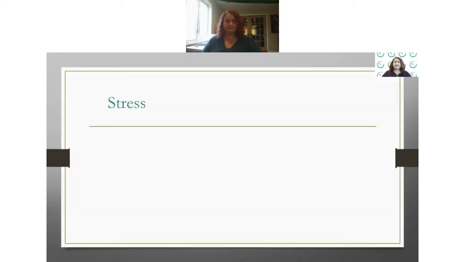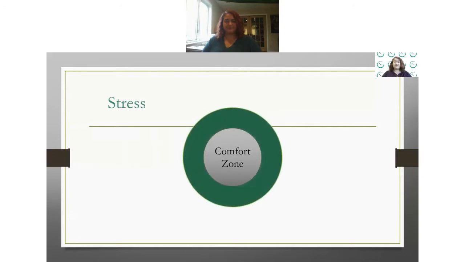We all experience stress in our lives. If I do the same thing over and over again and never change it up, I'm feeling comfortable, but I'm also not learning anything. This is my comfort zone. In order to learn something new, I have to step outside my comfort zone. When I can do this with a feeling of relative safety, that's positive stress. This is where learning happens.